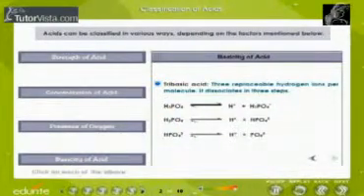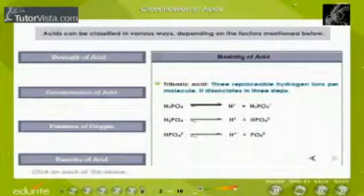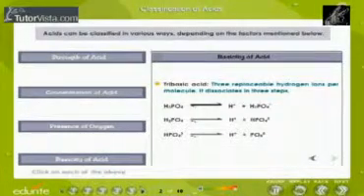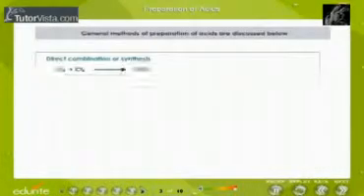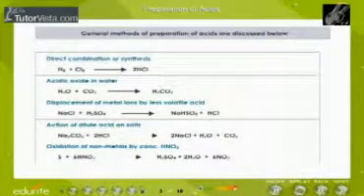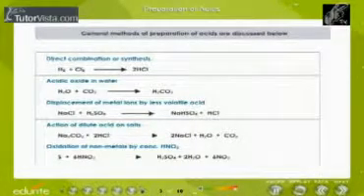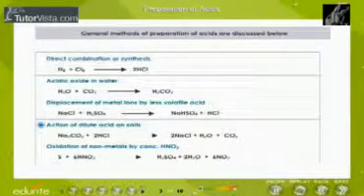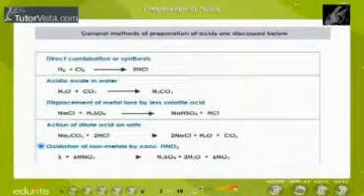A tribasic acid has 3 replaceable hydrogen ions. It dissociates in 3 steps. Preparation of acids. The general methods of preparation of acids are direct combination or synthesis, acidic oxide in water, displacement of metal ions by less volatile acid, the action of dilute acid on salts, and the oxidation of nonmetals by concentrated nitric acid.